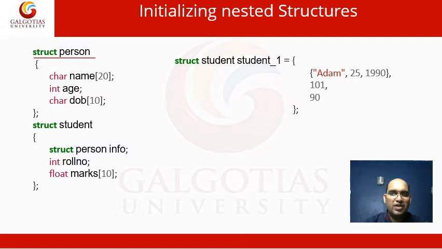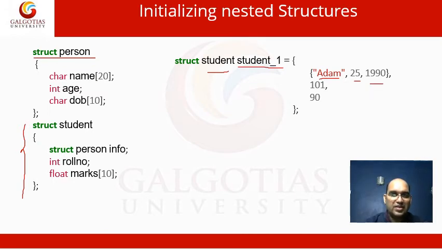Now suppose I want to initialize the values at compile time. What we can do is, we have struct student, student one. So we are talking about this particular structure, right? What is the first information? The first information is struct person info, and info will contain three things: name, age, and date of birth. So we will write in the curly braces name, which will go to this name, then age will go to the second parameter, and then date of birth will go to the third parameter.